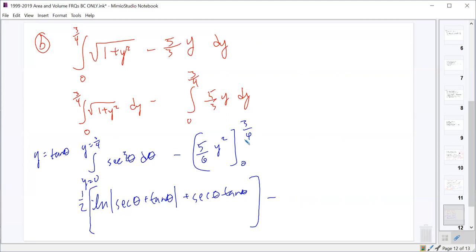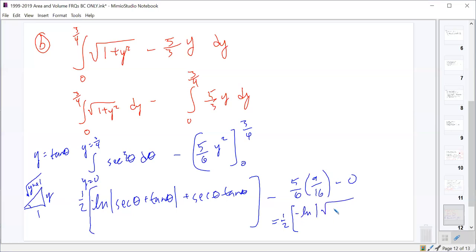And then over here we got minus, what is that? 5/6 of 3/4 squared, so 5/6 times 9/16 minus 0. All right, and so we were using these theta values. Tangent theta we know is y, and if you draw the triangle, secant theta just ends up being root y squared plus 1. So we end up with 1/2 negative natural log absolute value root y squared plus 1 plus y, root y squared plus 1, from 0 to 3/4.